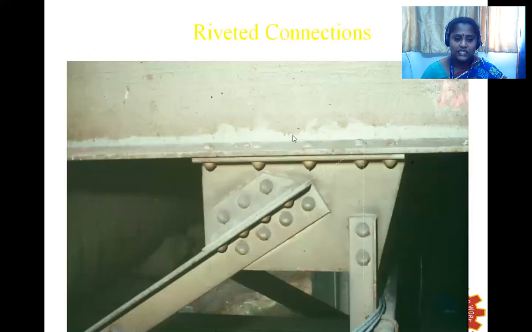So pictorially, you can easily see the riveted connection. One side has a head, like a bolt has. The other side is also formed like a head by hammering at a temperature of 980 degrees centigrade. So now you can see the pictorial representation of a riveted connection. That is what I was telling. Even now, in very old constructed steel structures, you can see riveted connections.